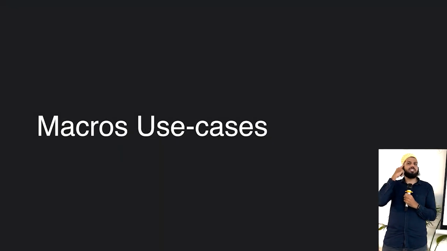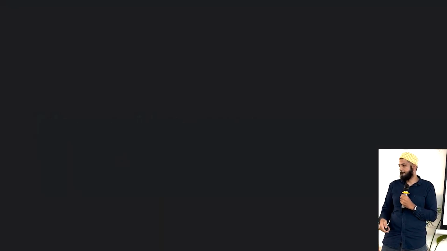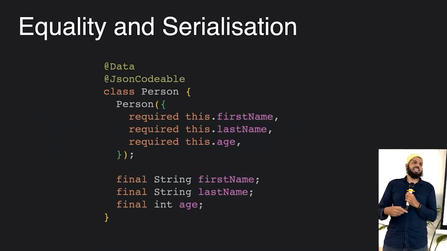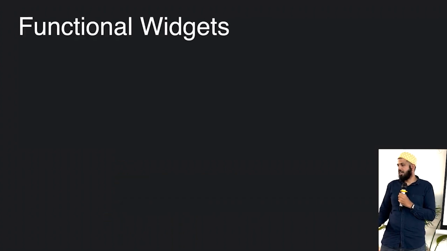Now I'll just give some macro use cases कि ये कहाँ पे भी यूज हो सकता है. So पहला तो हमने देख लिया इक्वालिटी एंड सीरियलाइजेशन, जहाँ पे एक क्लास को इक्वल बनाना है या फिर सीरियलाइज बनाना है जेसन और फ्रॉम में. अब the next example is functional widget.